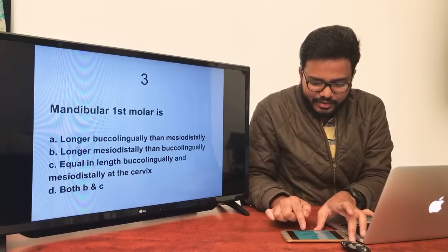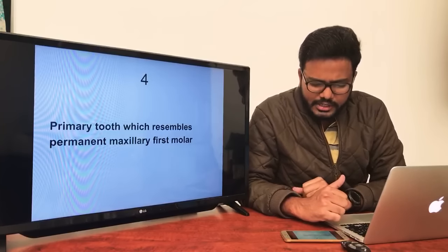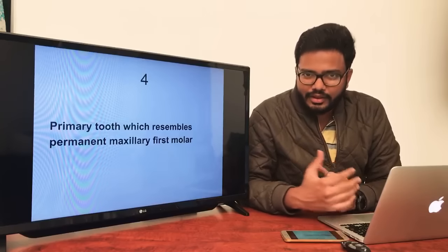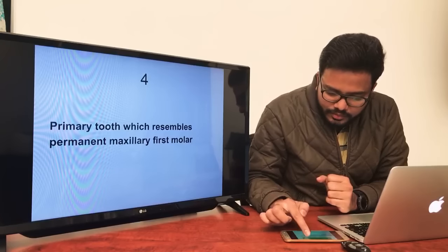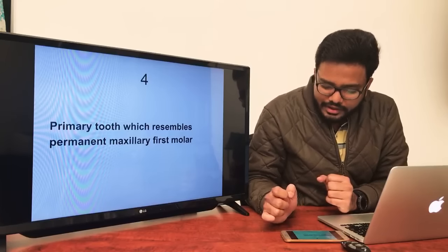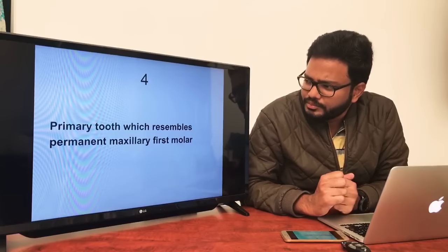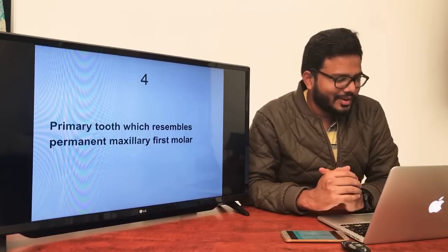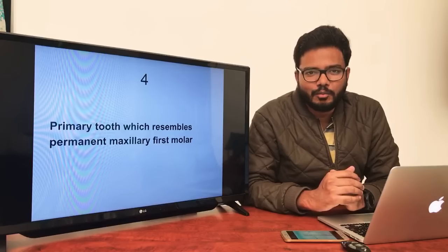So we'll have our first rapid fire question. Primary tooth which resembles permanent maxillary first molar. Just answer it as fast as you can. Primary tooth which resembles permanent maxillary first molar. So identify the primary tooth which resembles permanent maxillary first molar.